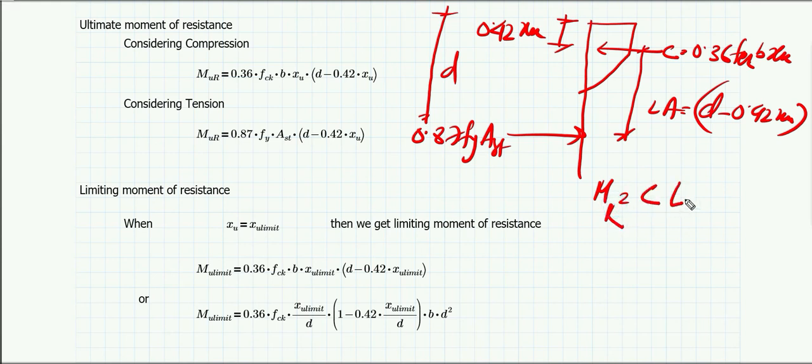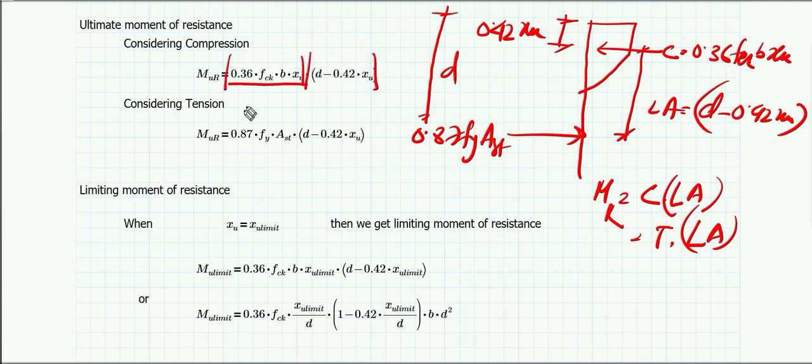It is C into lever arm, or T into lever arm. What is C here? It is 0.36 fck b xu. This is the C value, and the lever arm is d minus 0.42 xu. This will give you the moment of resistance, or the strength of the section, considering compression, considering only concrete, or from the concrete point of view.